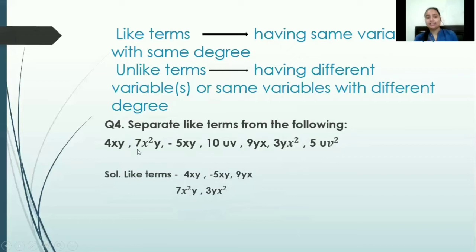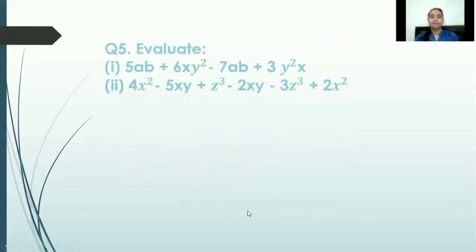And the other pair is 7x square y and 3yx square. See, x square y: it has x square, it has y, the same variables. Now pay attention here, 10uv and 5uv square. Why am I not saying that they are like terms? They have almost the same variables, right? Because of the degree of v, it is 1 here and 2 there. That's the reason they are not like terms, and we have to separate only like terms. So we have separated. Now let's move on.